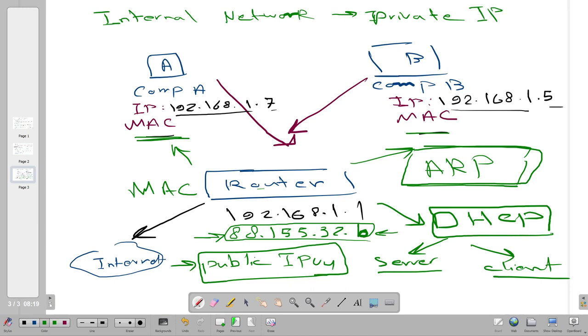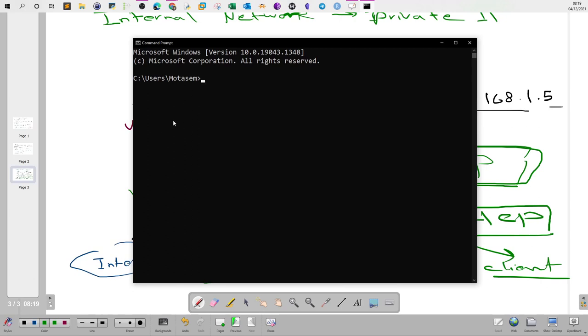Let's take now an example with a very popular tool called ping. So if you want to assess the performance of a connection, and if you want to find out if a specific host is live or not, you would use the tool called ping. So ping is a tool used to make sure that devices are able to communicate with each other. And when you set up a network, you would use ping to make sure that your setup is correct.